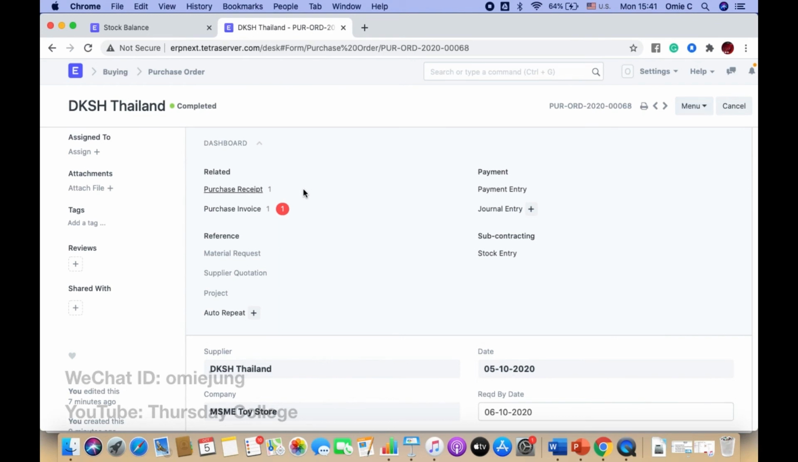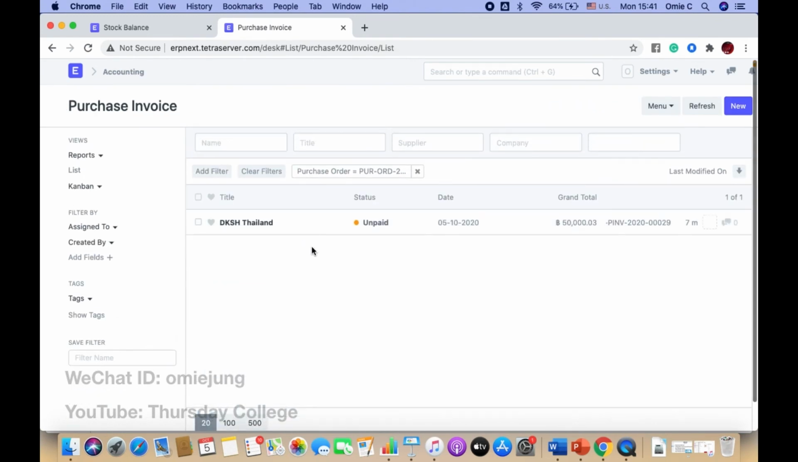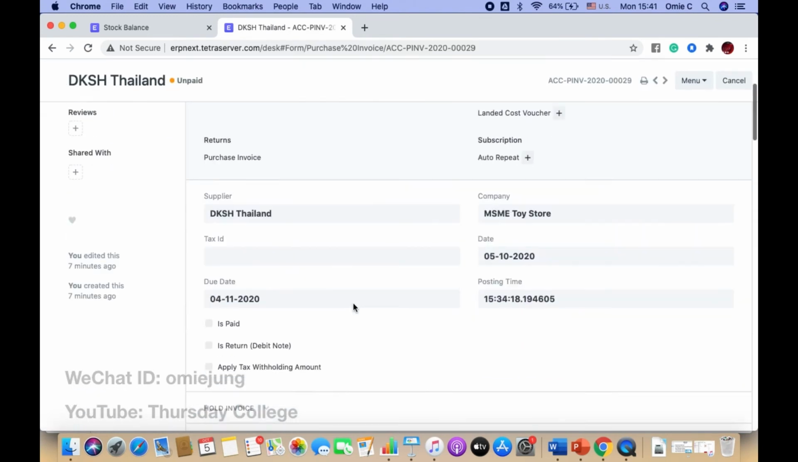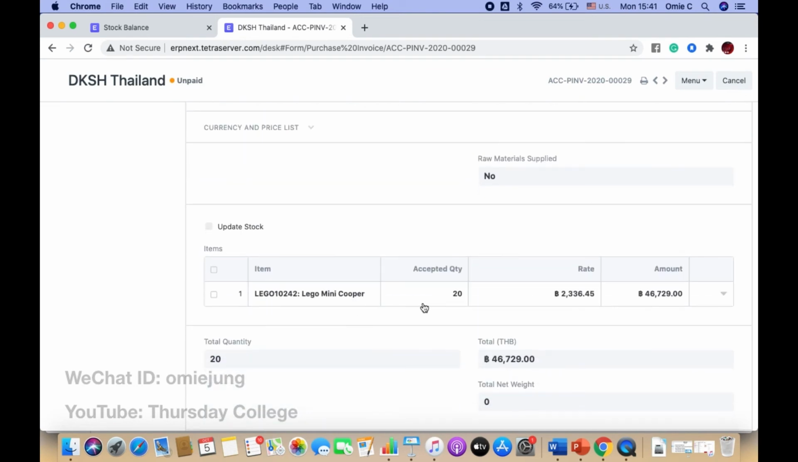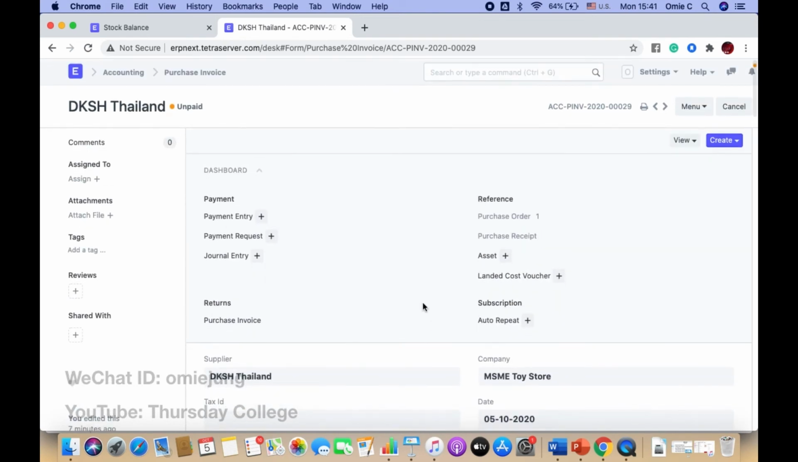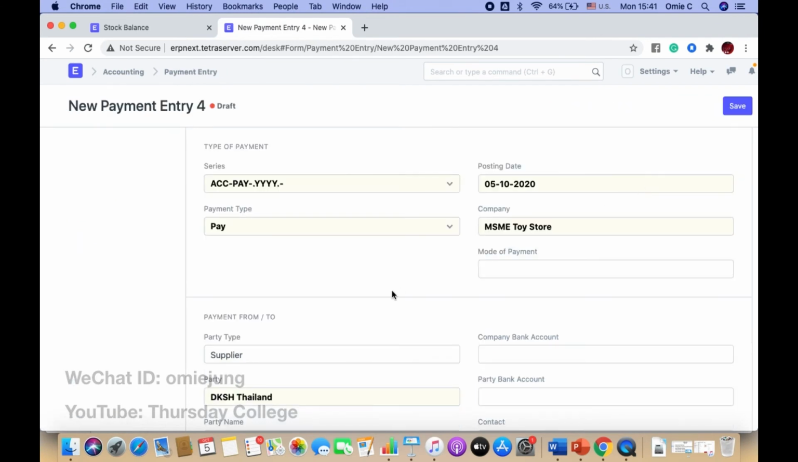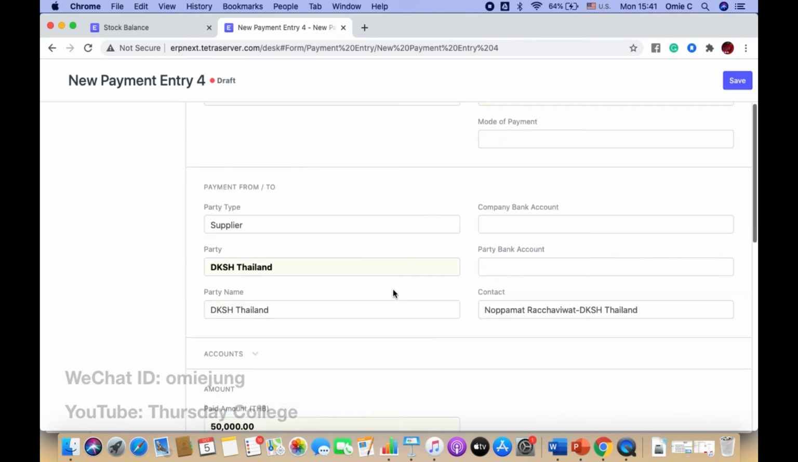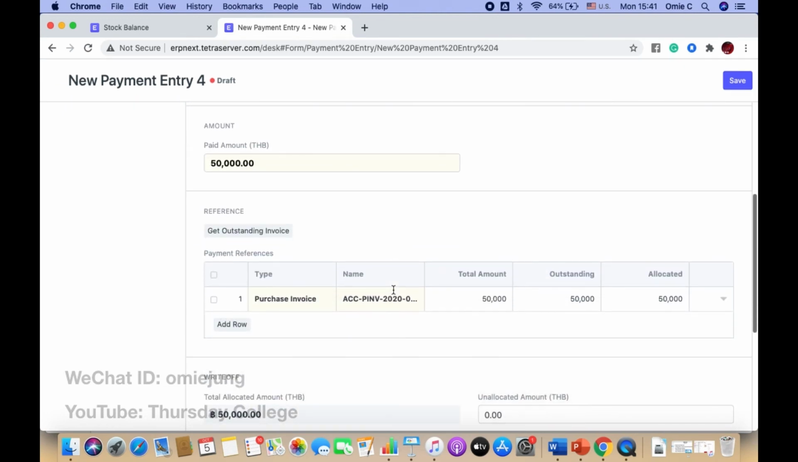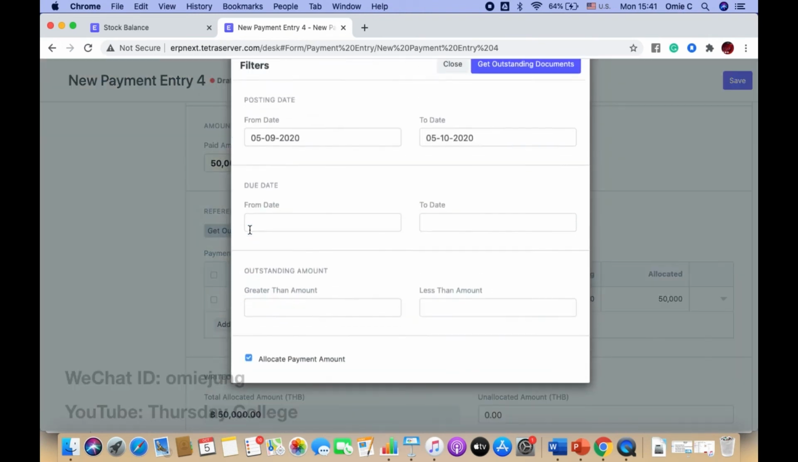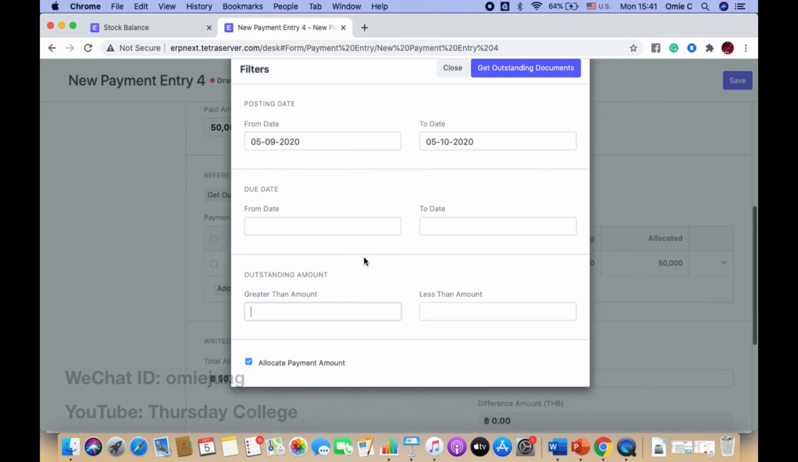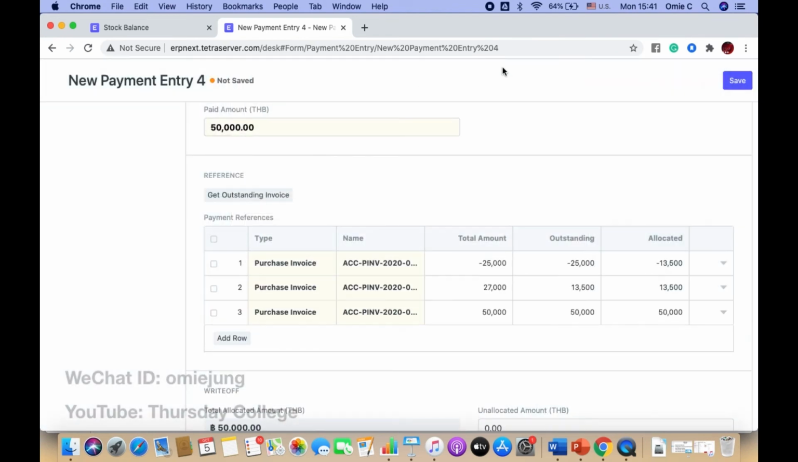So this one is the order and then you go to the invoice. The invoice is still 20, right? But if you want to pay, you see this one, what I do is I make the payment for the 20 products in here, something like this, and then I click get outstanding invoice, and they're gonna show every invoice.